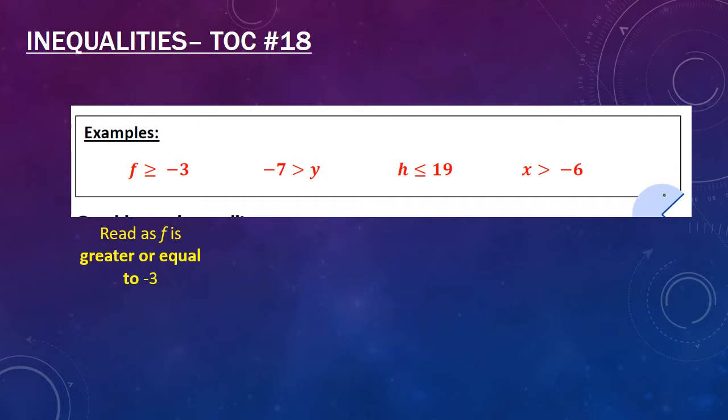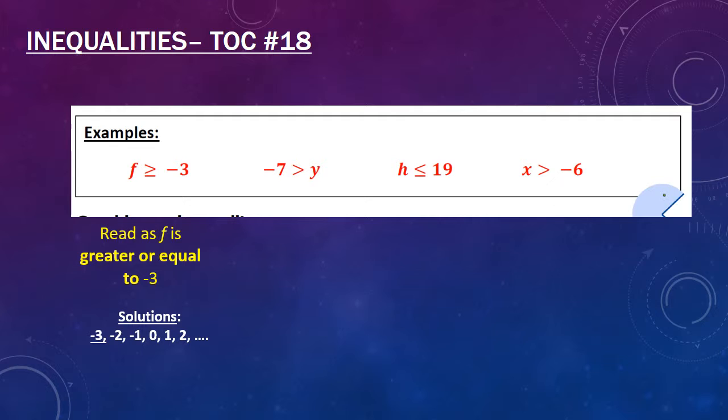And what that means, remember I said they have multiple solutions. So that means that the value of f is anything that is bigger or equal to. So the solutions could be -3 because it says or equal to, and then anything that's bigger or going to the right on a number line. So that would be -2, -1, 0, 1, 2, 10, 20, 1,000, anything that's bigger than -3.